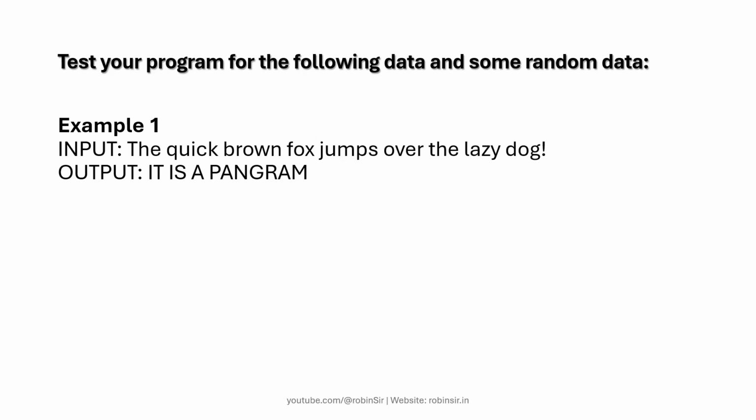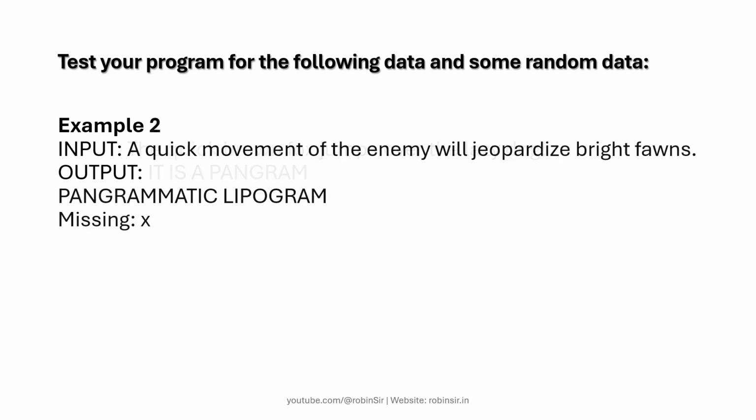So here is example one. The quick brown fox jumps over the lazy dog. In this example, all the letters of the English alphabet are included, so that's why we print that it is a pangram. In the second example, a quick movement of the enemy will jeopardize bright fawns. Only one letter, X, is missing. So that is why it's a pangrammatic lipogram, and we also display the missing letter X.